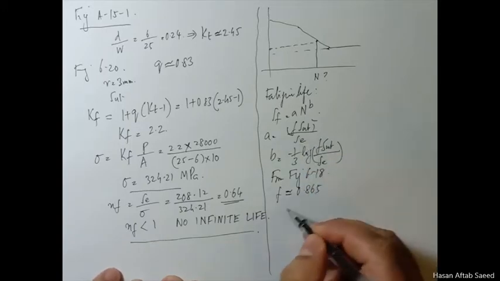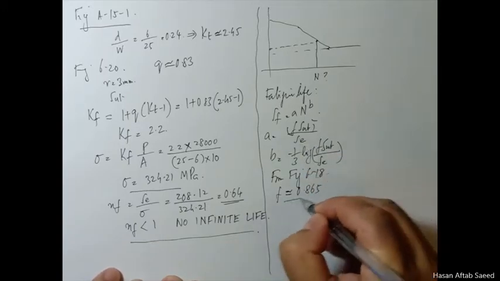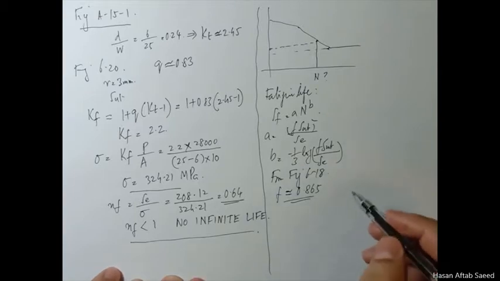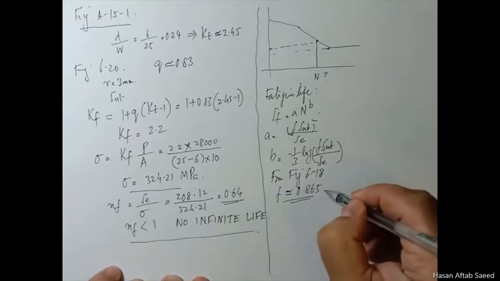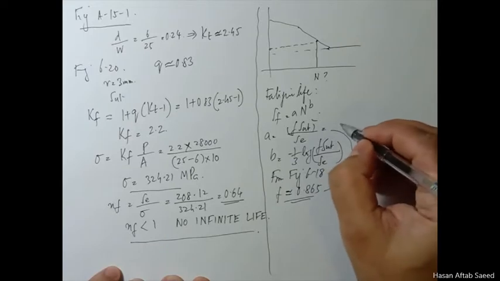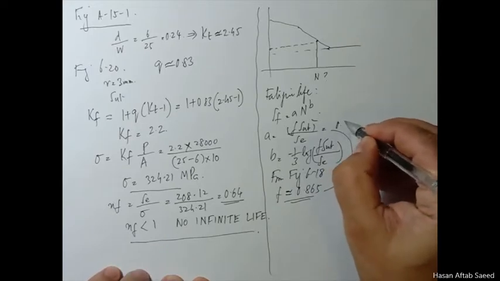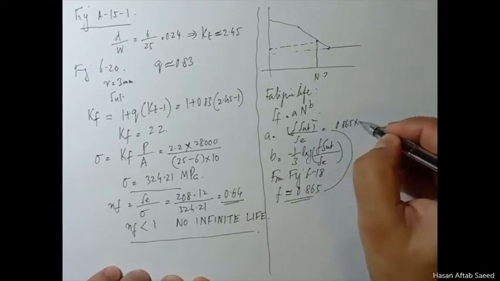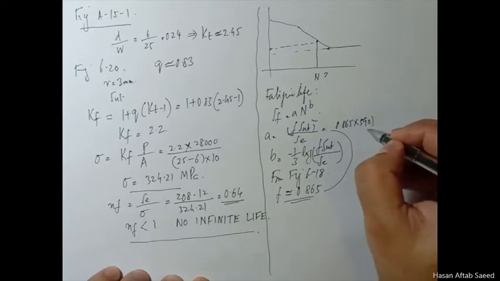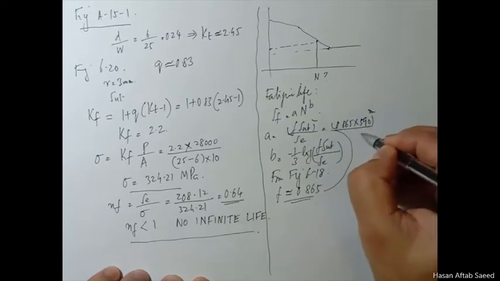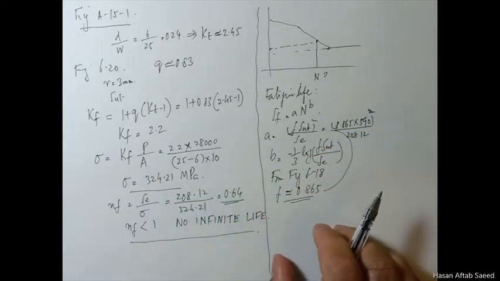So putting in the values back, then a turns out to be 0.865 into 590 squared over Se. We just calculated it.